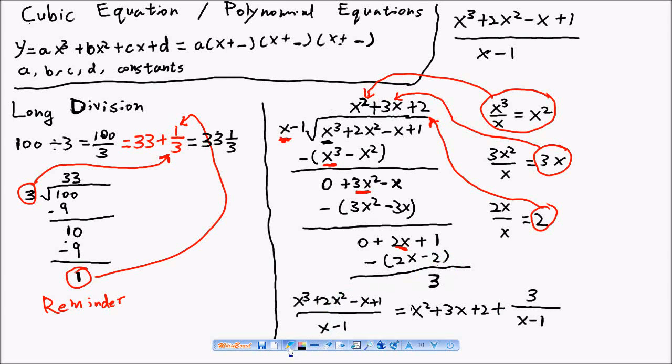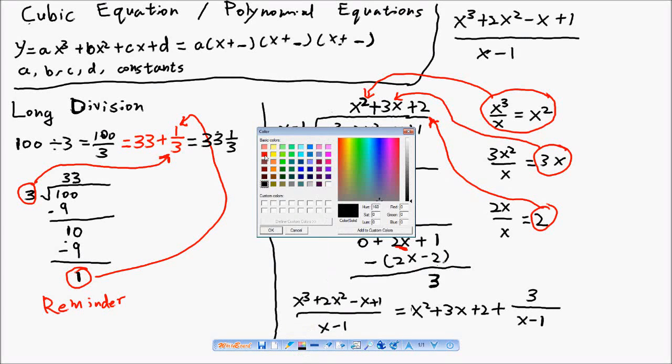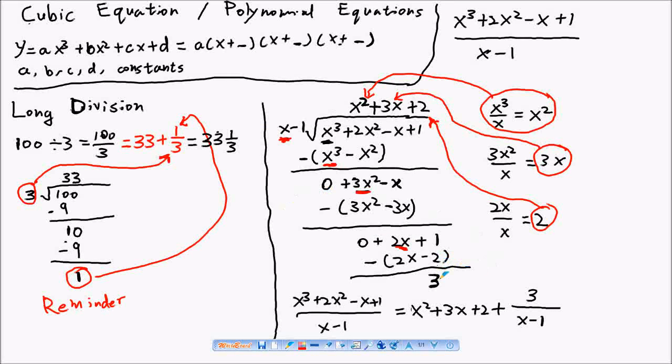The most important thing in the long division you have is the remainder. Well, I forgot how to spell it. Something like this. Remainder. Okay.